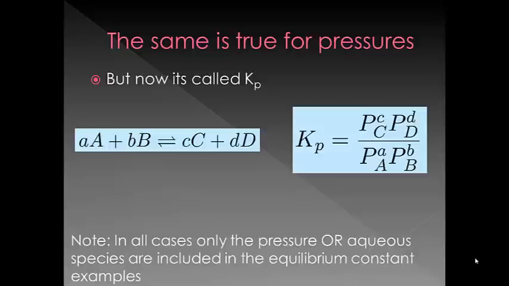Now, something that you should also notice, which we haven't come across yet, is you're only going to include gases and aqueous species if you're doing pressures or concentrations. You're never going to include a liquid or a solid. So for Kp, you include pressures. For Kc, you include aqueous species. And you're never going to fill in any sort of value for a solid or a liquid.